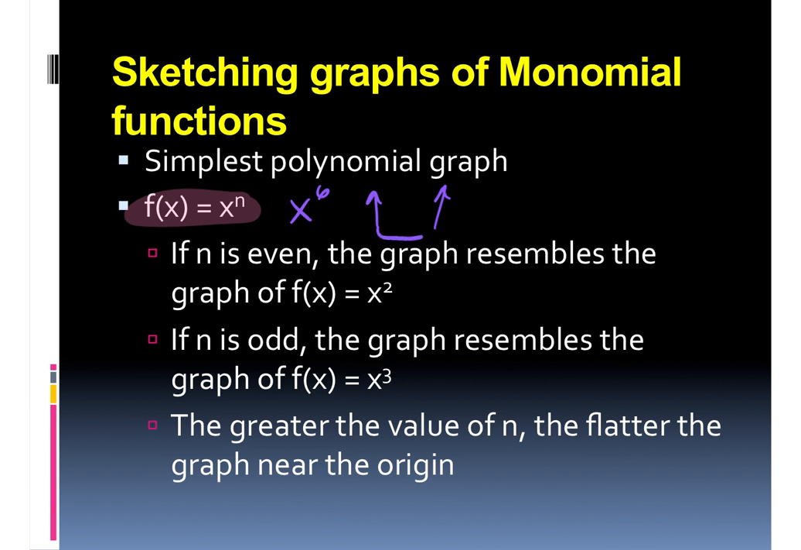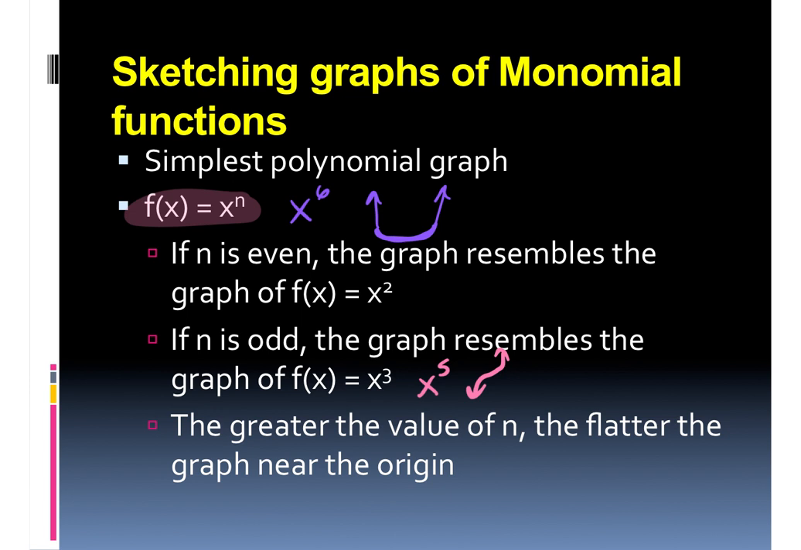And in between, it looks almost like a parabola, but around your vertex, it will look flatter. The higher the exponent, the flatter it is around the origin. If that exponent is odd, like an x to the 5th, then it's going to resemble the graph of an x cubed, which goes up to the right and down to the left. And again, the higher the exponent, the flatter it is around the origin. So it literally almost makes it look horizontal right around the origin.